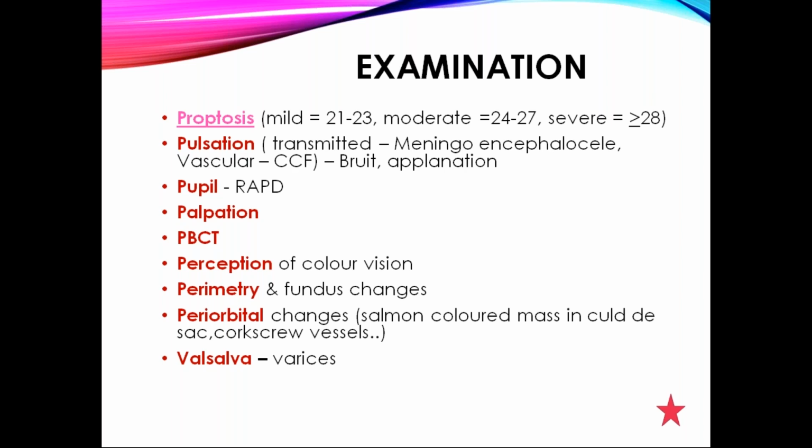So basically these P's you have to remember: proptosis, pulsation, pupil, palpation, PBCT, that is prism bar cover test, perception of color vision, perimetry, and periorbital changes. So we have around 8 P's here. Some books give 7 P's, some books give 9 P's. So in your examination, you have to concentrate on all these P's while you are examining a patient with proptosis. Then a systemic evaluation is a must to identify any signs of metastasis.